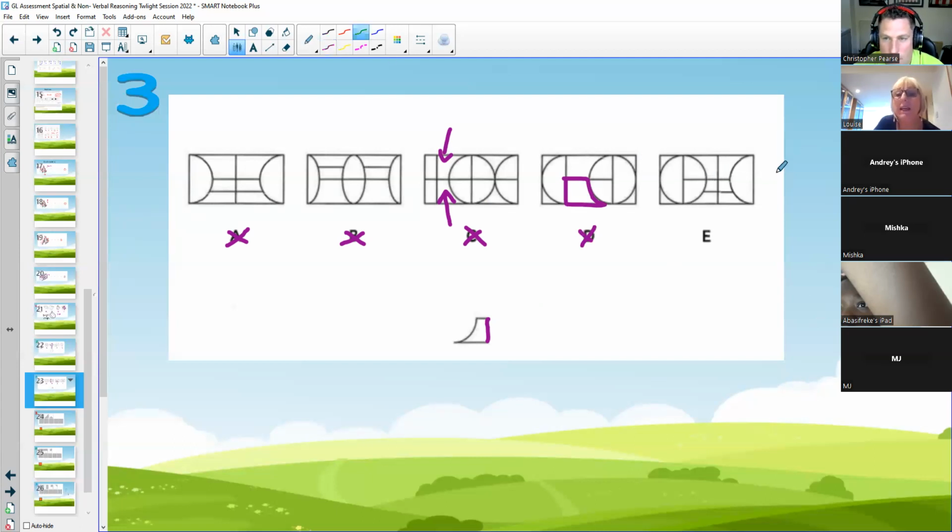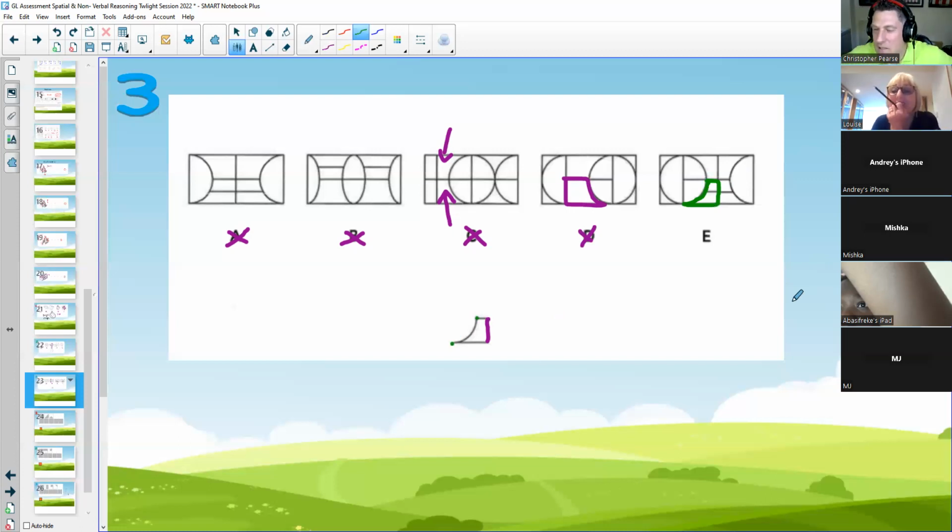So if you say from 3 o'clock to 6 o'clock, that's got to be the curve on the circle. It's got to be 3 o'clock to 6 o'clock. And then you get the back. So it is indeed E, as everybody found.